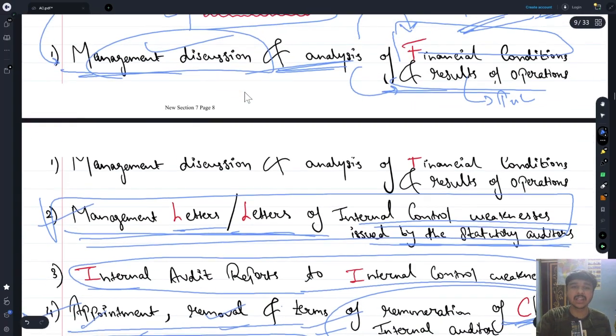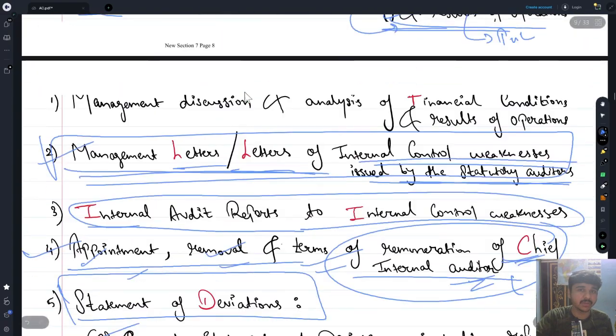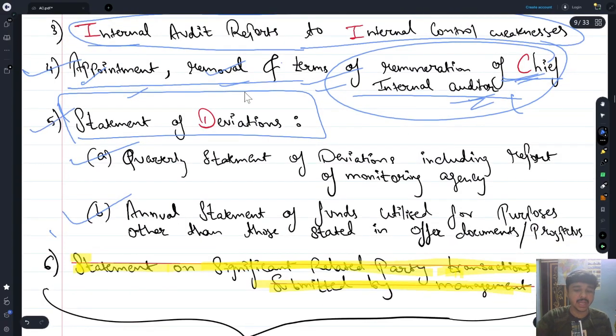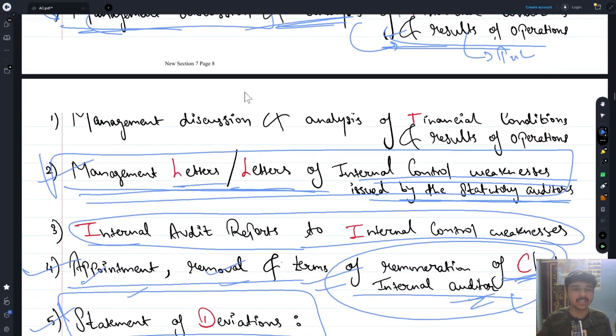So if I instantly ask you to tell me the mandatory review areas of the audit committee, you need to go into my example that management is looking into your P&L and balance sheet. That is your financial condition and results of operation. Management finds a deviation, that is the statement of deviation. This fifth point: after finding a deviation, management takes out his cell phone and calls whom? Calling directly the chief internal auditor. That is appointment, removal and terms of remuneration of chief internal auditor.